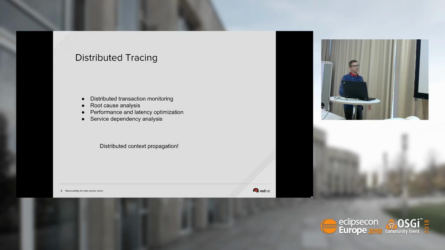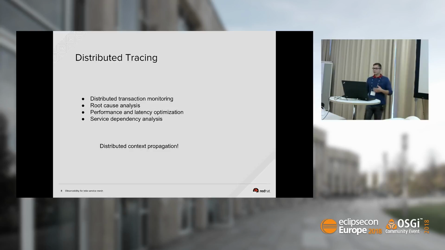So what I described on the previous slide was really distributed context propagation. It wasn't really tracing. And my point here is that the context propagation is really the foundation to implement a distributed tracing system. If you have that in place, we can do things like distributed transaction monitoring, root cause analysis, performance latency optimization, and also service dependency analysis.